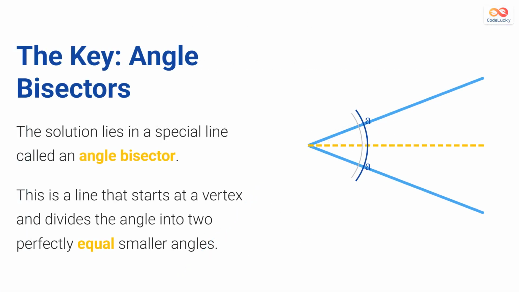The secret to solving our puzzle is something called an angle bisector. An angle bisector is a straight line that starts from a corner, or vertex, of the triangle and splits that angle into two new angles that are perfectly equal in size.